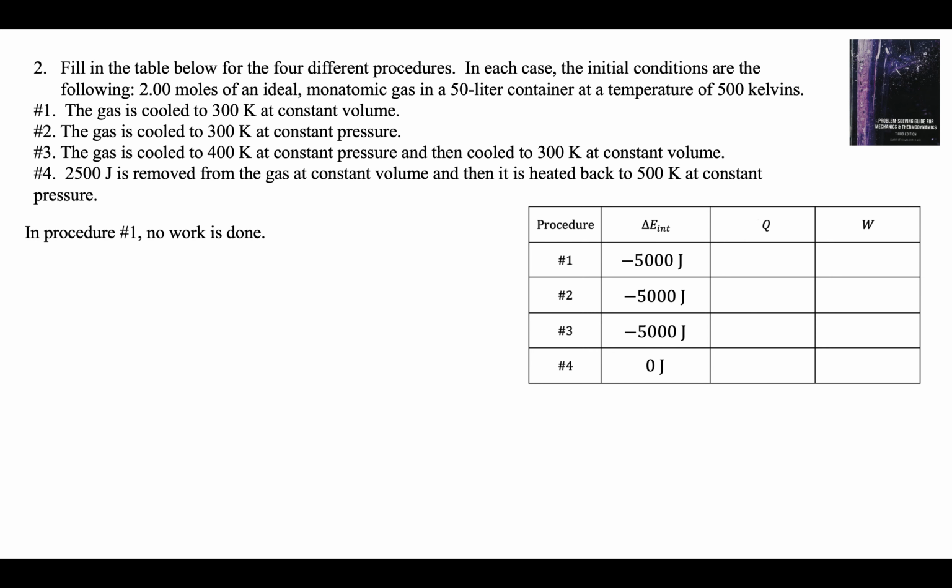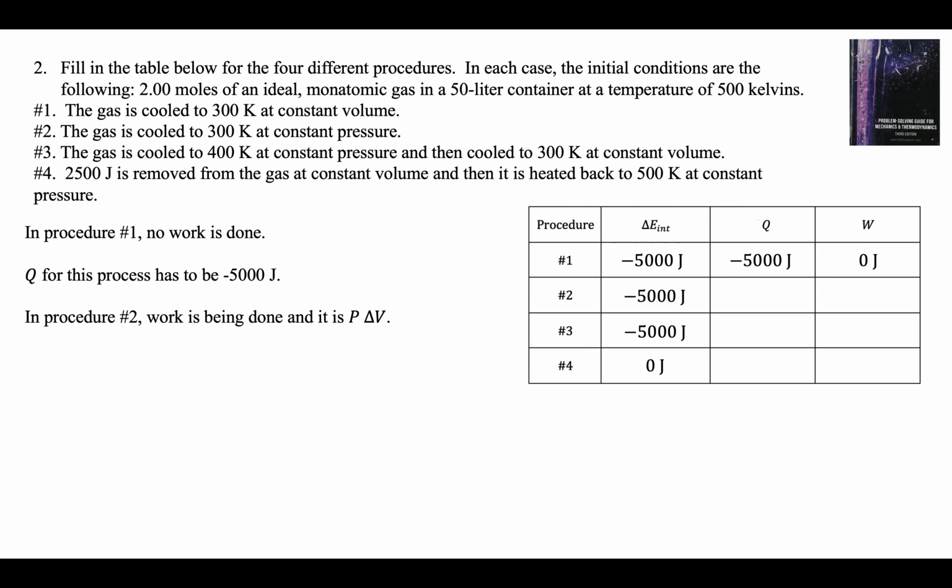In procedure number 1, no work is done. The volume is constant. Let's put that in the table. 0 joules for the work done. If the energy dropped by 5,000 joules and there's no work done, the volume didn't change, Q has to be negative 5,000. That's the only way the energy is going to drop by 5,000. You took 5,000 joules out. You stuck it in an ice bath. You sucked 5,000 joules out at constant volume.